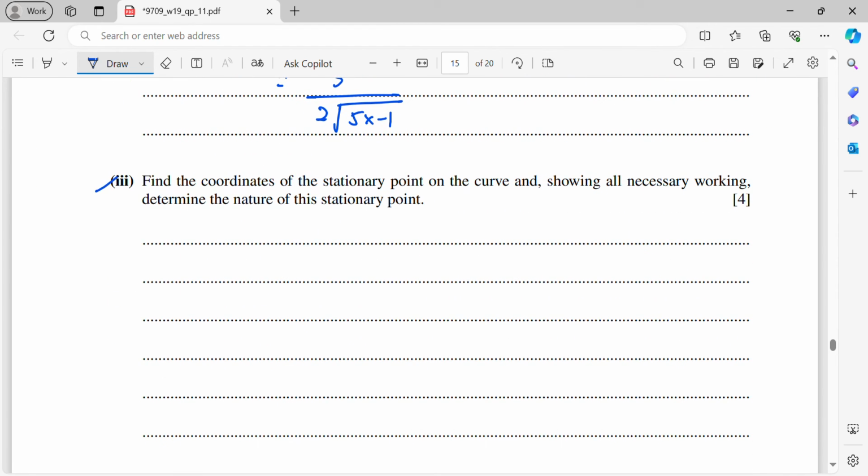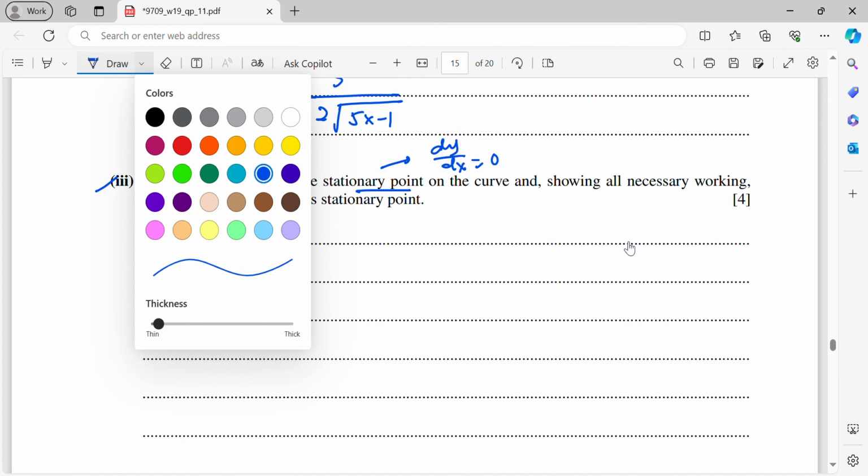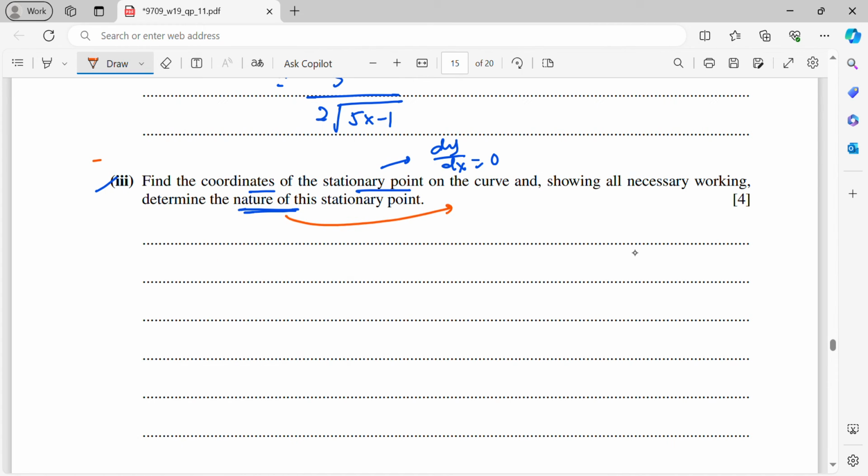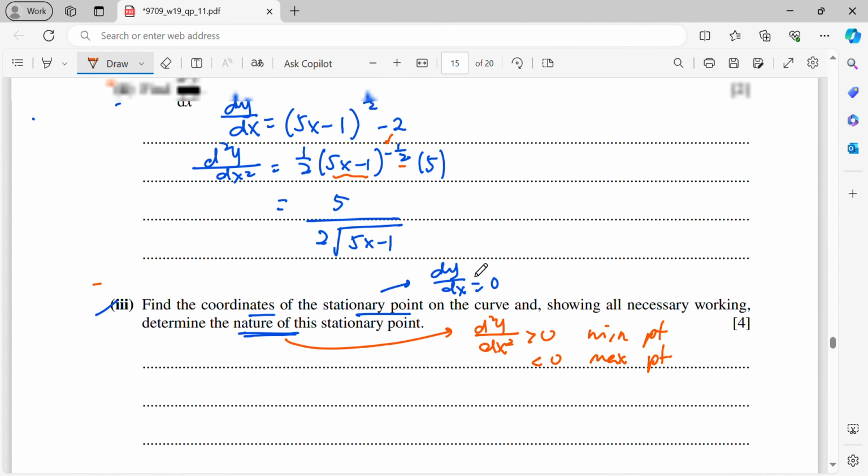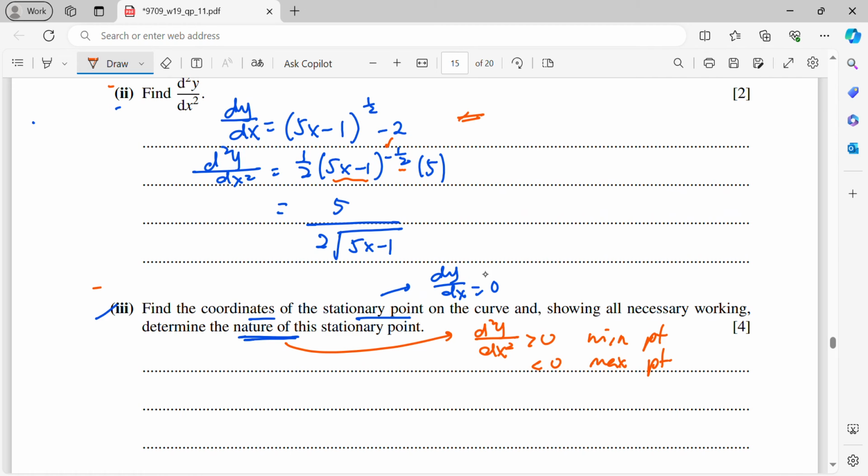Now part 3, find the coordinates of the stationary point. So stationary points means dy dx equals 0. And show all the necessary working, determine the nature. So for the nature, you have to check the second derivative. When the second derivative is greater than 0, you are getting a minimum point. When it is less than 0, that is a maximum point. Alright, so now I will let this dy dx be 0 first to get the stationary point.